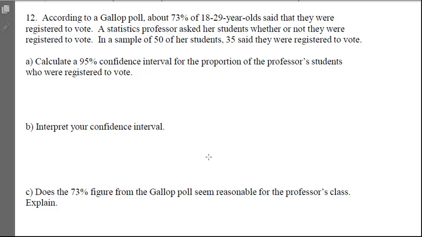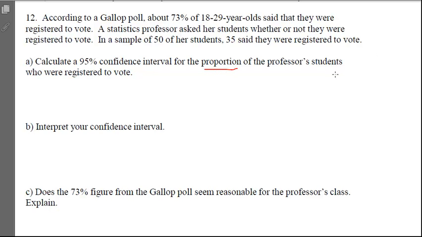So the next question is, according to a Gallup poll, about 73% of 18 to 29-year-olds said that they were registered to vote. A professor asked her students whether or not they were registered to vote. A sample of her students, 35 said that they were. And we want a confidence interval for proportion. Okay, so keyword here is proportion.